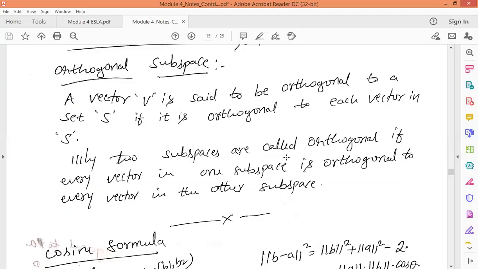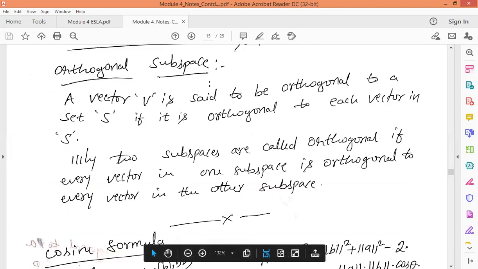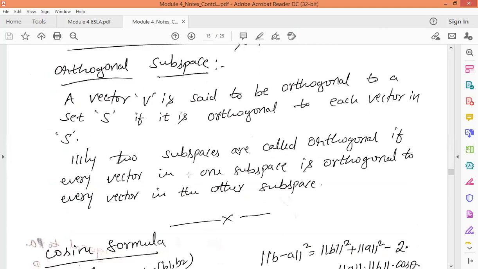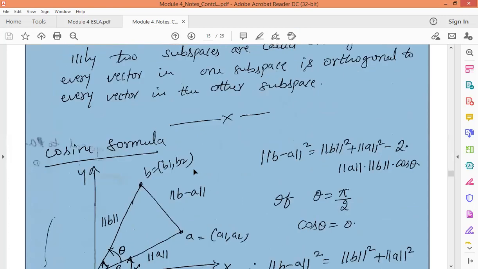Similarly, we can also consider two subspaces. They are also said to be orthogonal if every vector in one subspace is orthogonal to every vector in the other subspace. So whatever concept you apply for the set S, the same concept you can apply for the subspace elements also. Next, we'll go with the cosine formula.